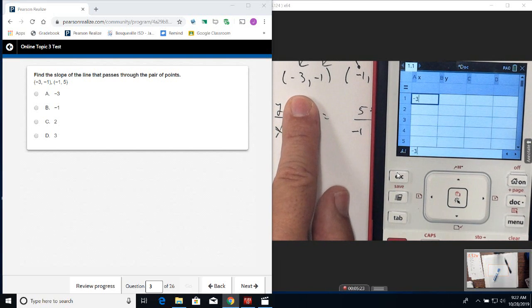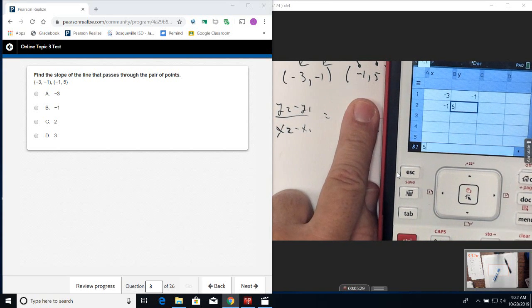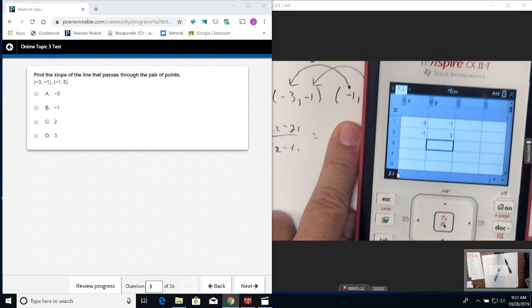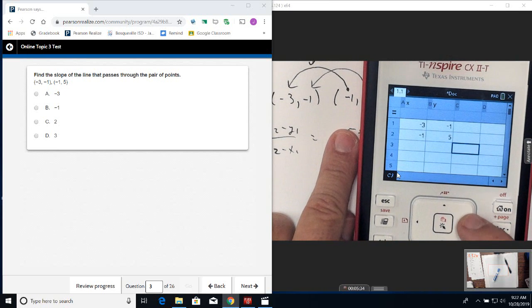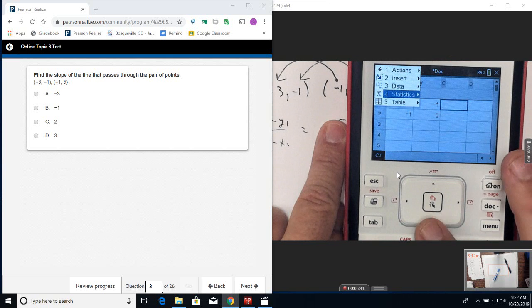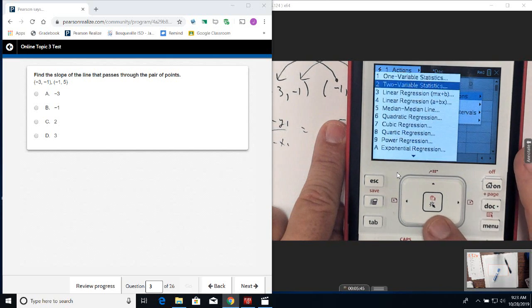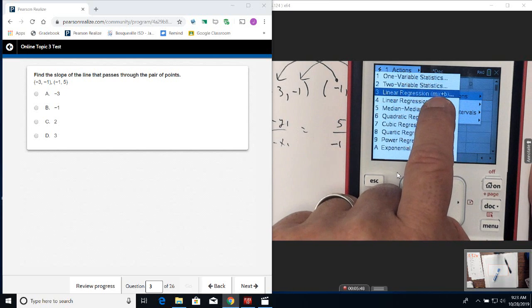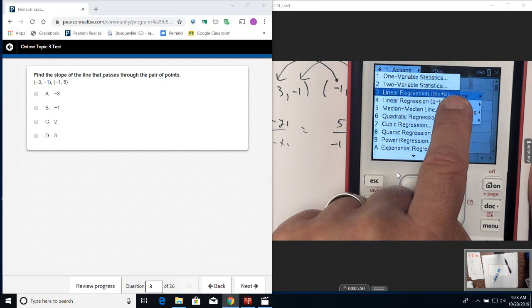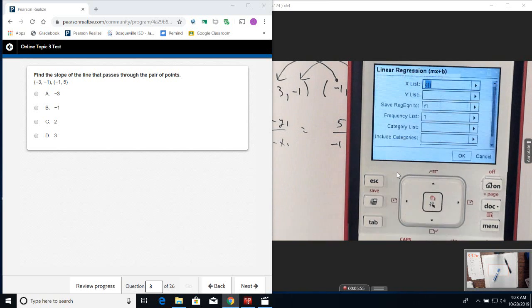Then plug in your X and Y coordinate for your first point. -3, tab what? -1. And then tab over and do what? 5. And then now what? Once I've entered them in, go to an empty cell and hit Menu, Statistics, Stat Calculations, and do a what? Linear regression to find the slope and to find the y-intercept. This will tell us the slope. That's what M is, so just hit Enter.